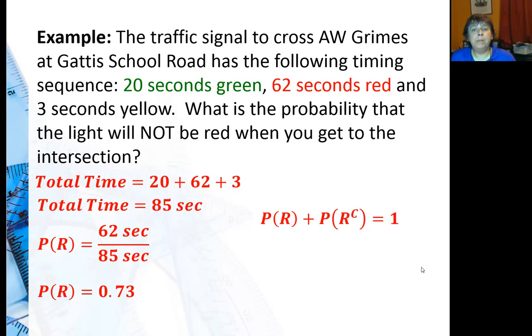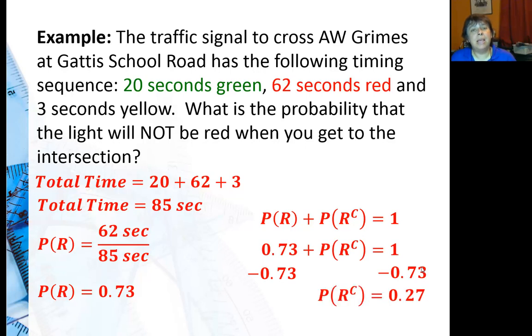So the probability it won't be red, that has to add to the 73 hundredths to be 1. Subtract 73 hundredths from both sides, and I get 27 hundredths. So there's a 27% probability that the light will not be red when you get to the intersection.